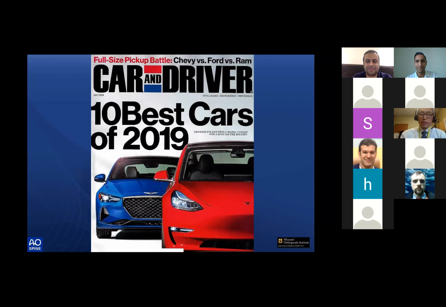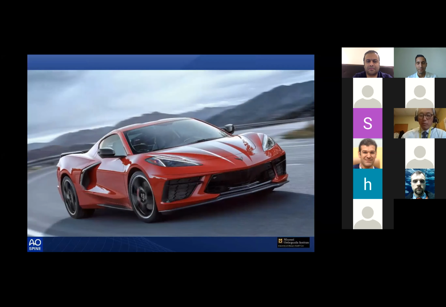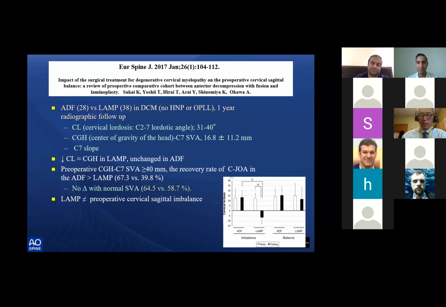I think today's topic is very interesting, and I know it's been talked about in multiple different seminars, but to me, it's like talking about what's the best car to drive. We all know that we can get from point A to point B pretty well. So let's talk about anterior decompression and fusion, or even arthroplasty, with other procedures. An anterior procedure is like driving a nice fancy car. You can get there really fast, in style.